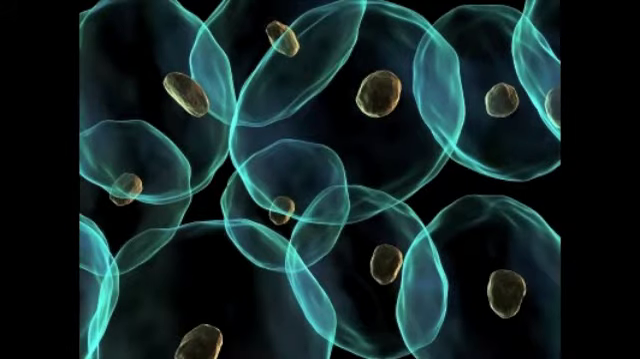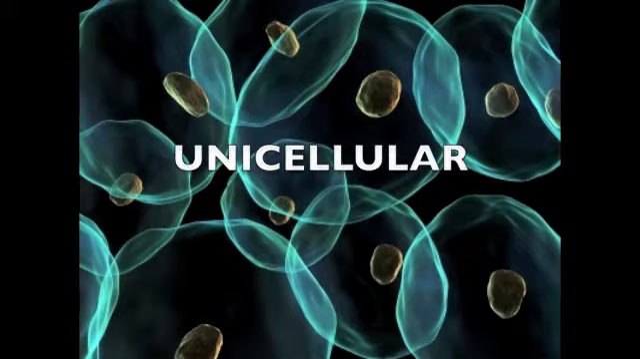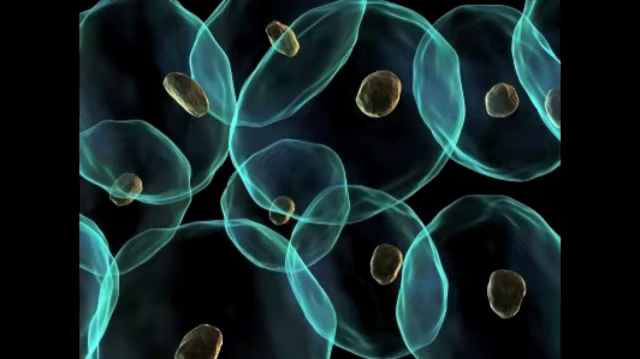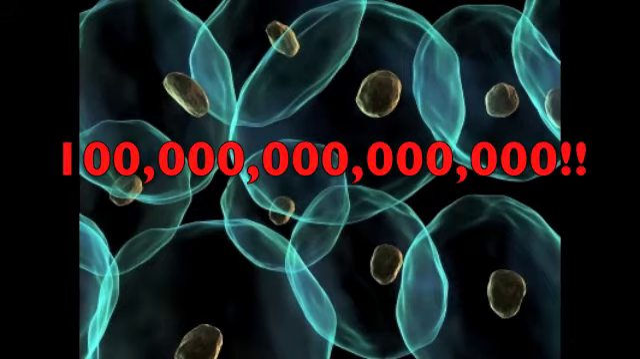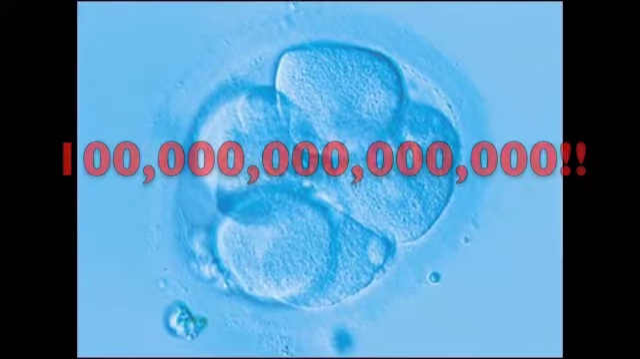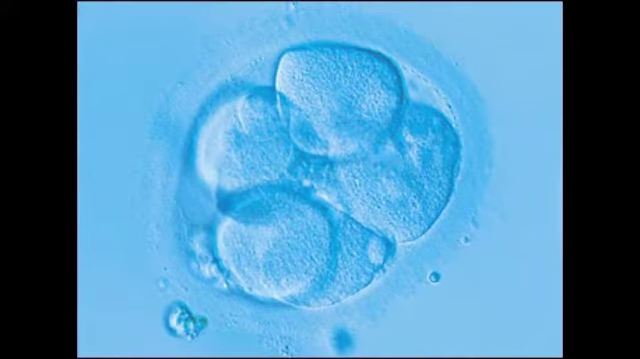Cells are the basic building blocks of every living organism. Organisms can have one cell, which means they are unicellular, or organisms can have lots of cells, meaning they are multicellular. Humans are estimated to have at least 100 trillion cells. Now that's a lot. Now that you know what a cell is, let's go over what's inside one.